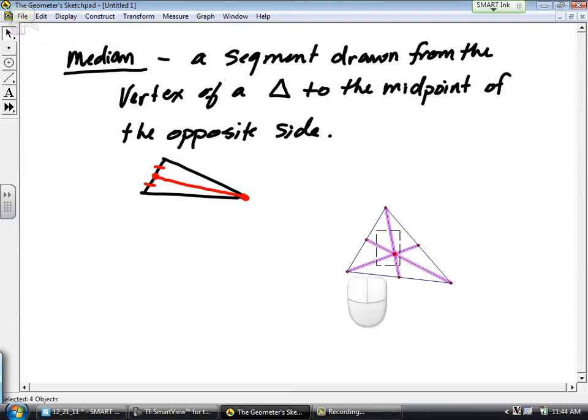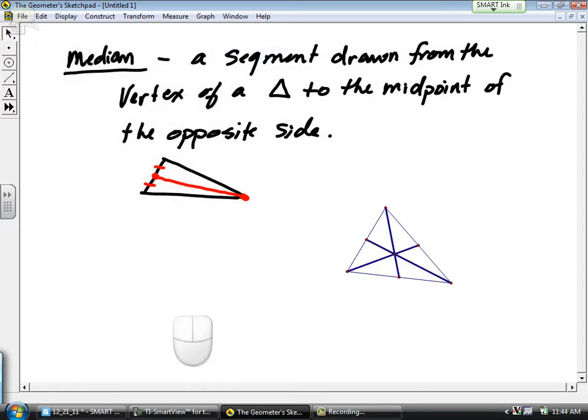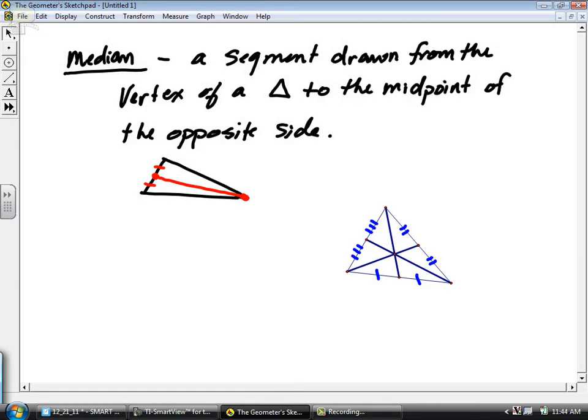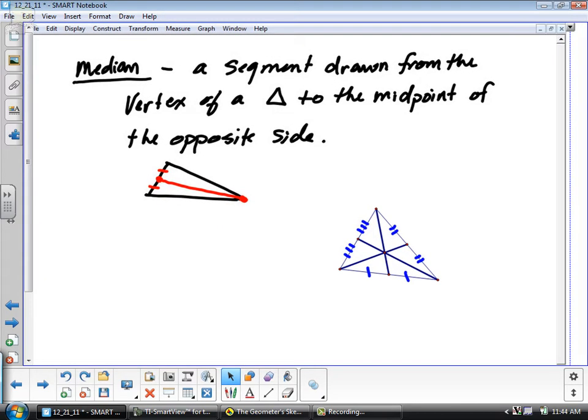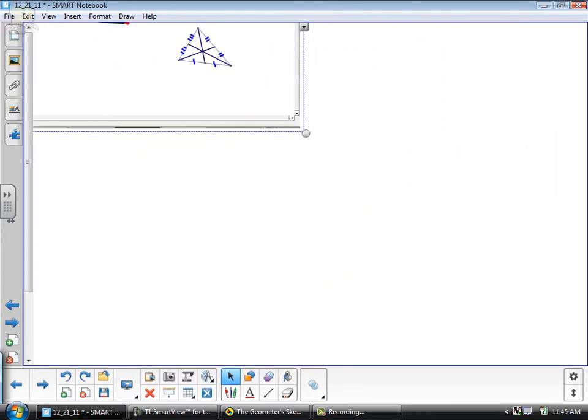These thicker lines, I'm going to make them bold now. Those thicker lines are the medians in the triangle, which means that all of these are midpoints of the opposite side. Okay, let's go ahead and capture that picture. I'm going to make it smaller now. Let's go to the next.